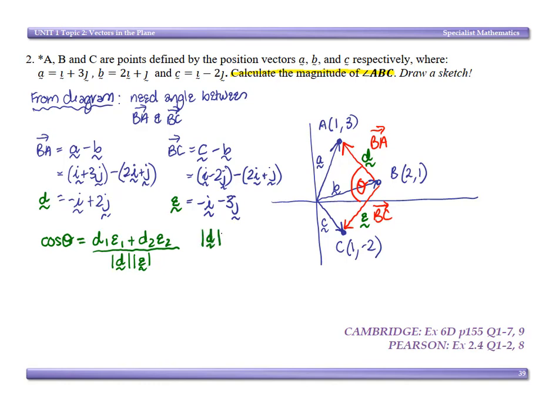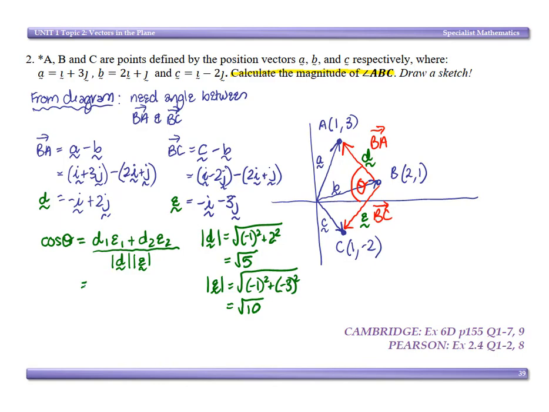I now know I need to find the magnitude of each of those vectors. So the magnitude of vector D is going to be the square root of negative 1 all squared plus 2 squared. 1 plus 4 is 5, so square root of 5. The magnitude of E is going to be the square root of negative 1 all squared plus negative 3 all squared. So that's 1 plus 9 is 10, so square root of 10.